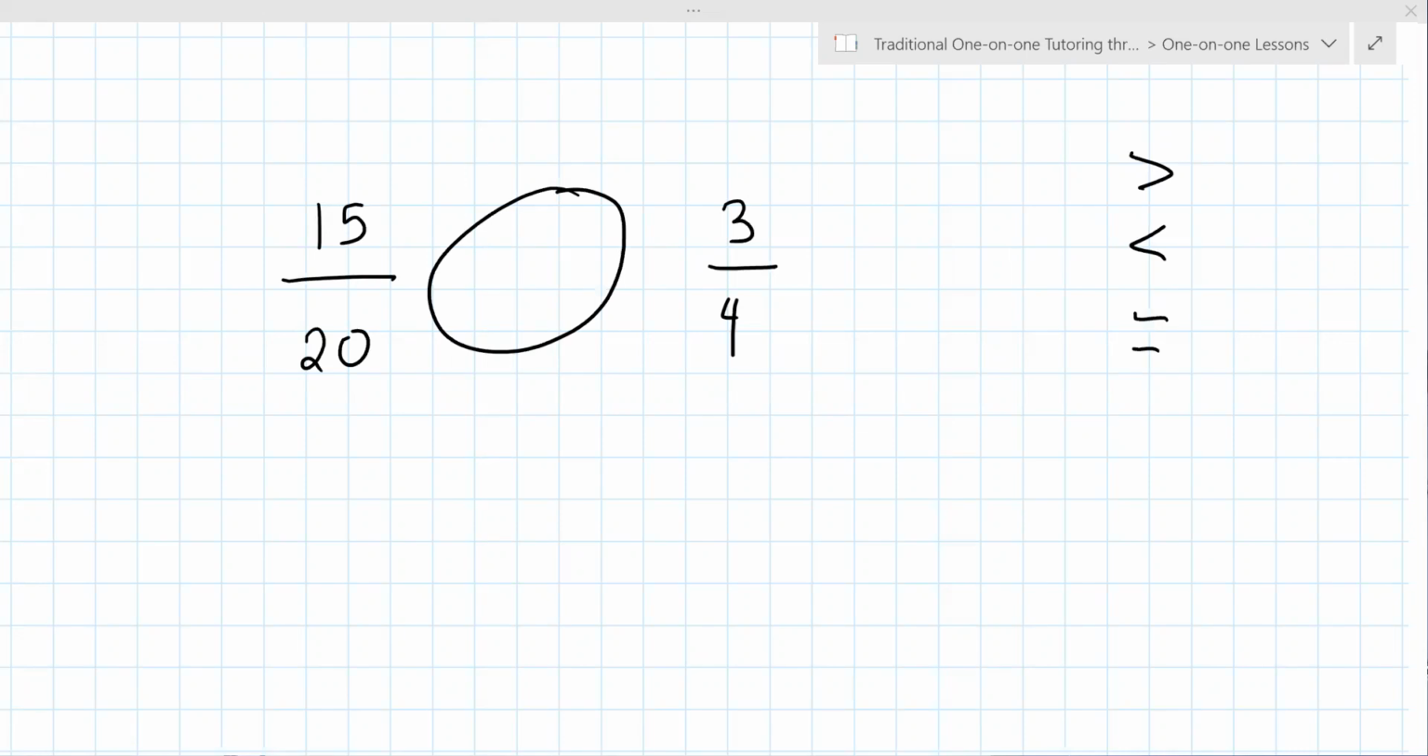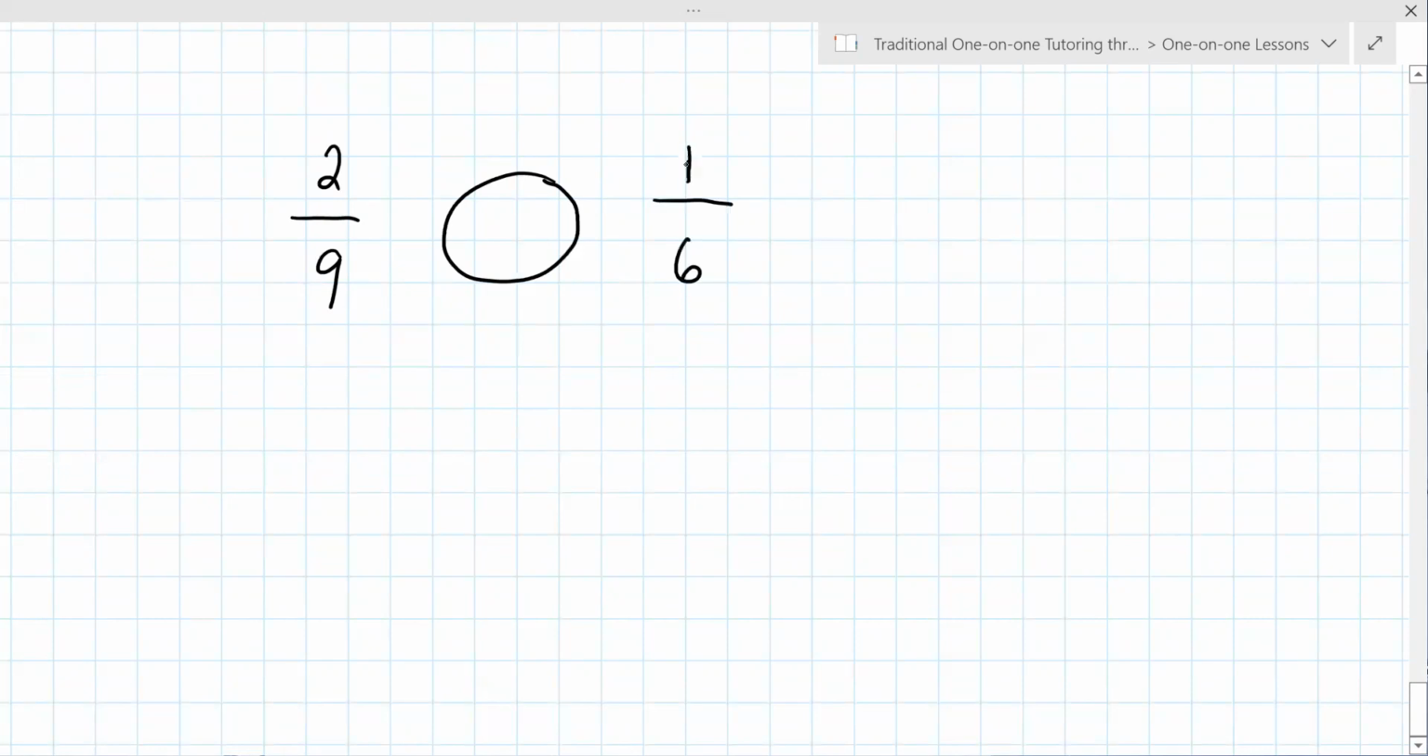Equal. They are equal. Very good. Excellent. Okay. Now, what I think you've been asking me about is a problem like this one, 2/9 and then 1/6.